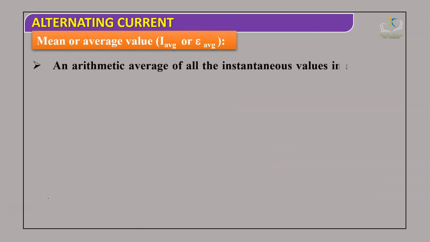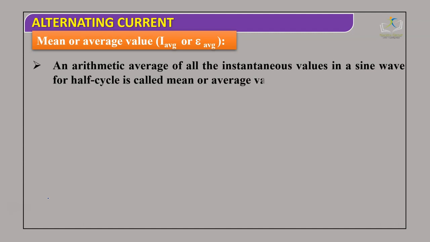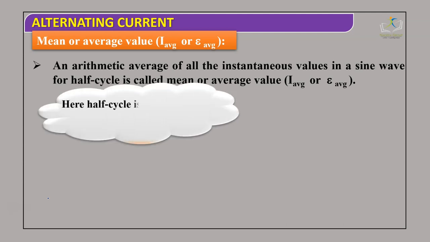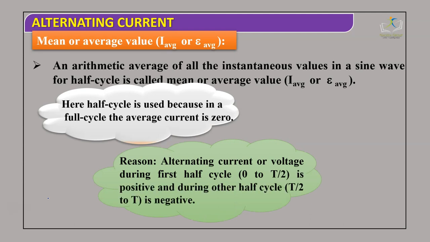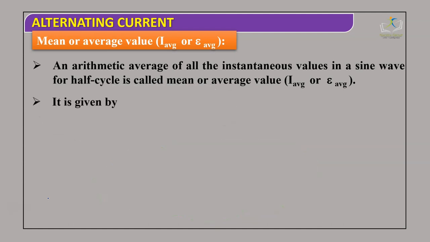Mean value or average value of alternating current. An arithmetic average of the instantaneous values of a sine wave for a half cycle is called the mean or average value. It is denoted as I average or E average. Here a half cycle is used because over a full cycle the average current is 0. Alternating current or voltage during the first half cycle, 0 to T by 2, is positive, and during the half cycle T by 2 to T it is negative. So overall that will be 0.